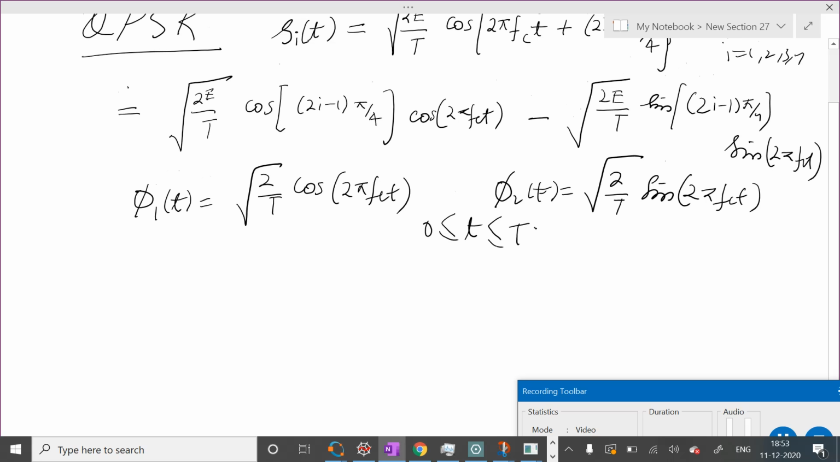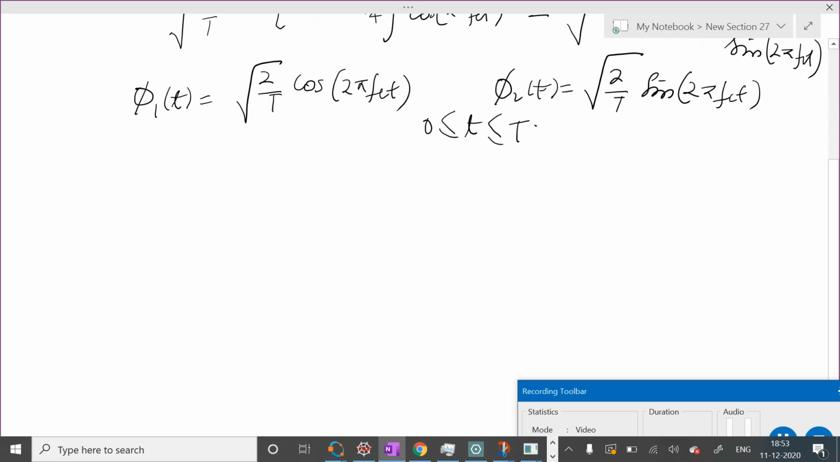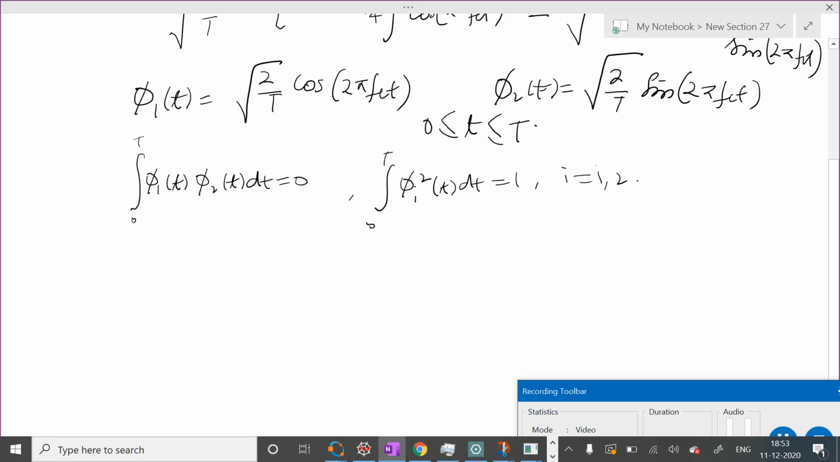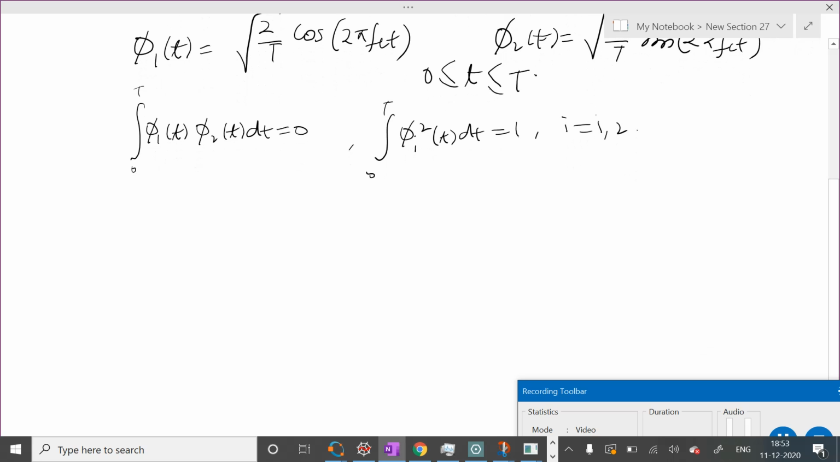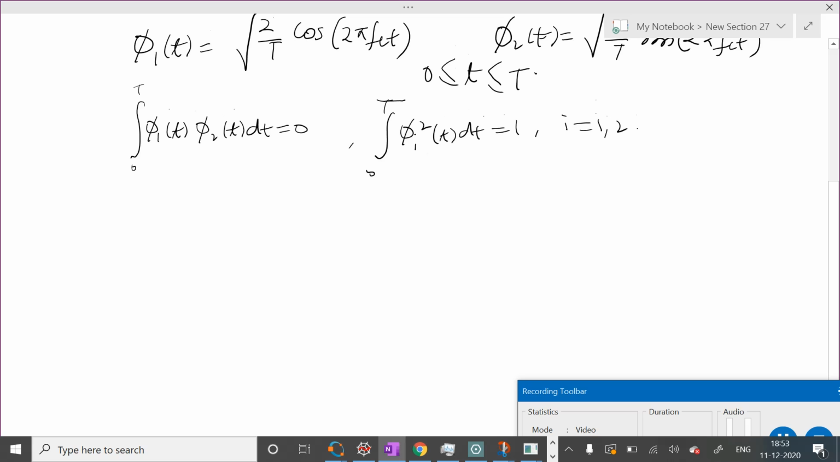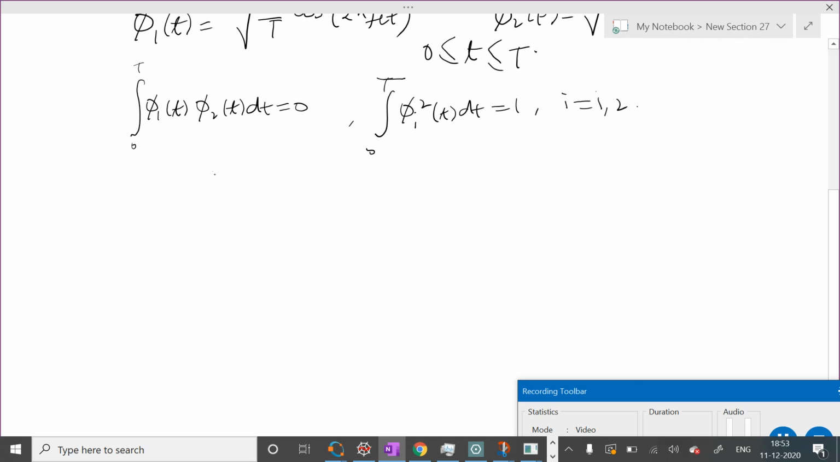Okay, and then we defined the notion of orthonormality. We observed that the integral from 0 to T of phi 1 of t phi 2 of t dt is 0, and the integral from 0 to T of phi i squared of t dt is 1 for both i equal to 1 and 2. It means they are orthogonal to each other, and also they have unit norm, that is their energy is 1. So they form orthonormal basis functions, like basis vectors. We have basis vectors i, j, k. Similarly, we have basis functions.